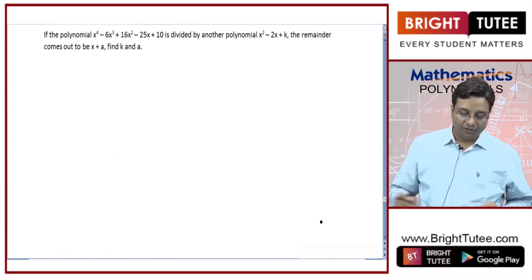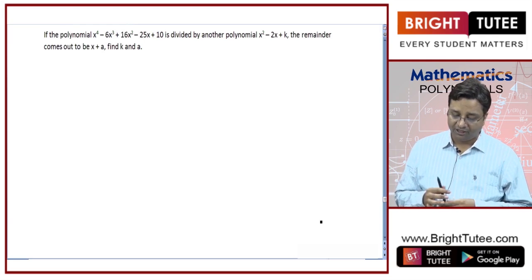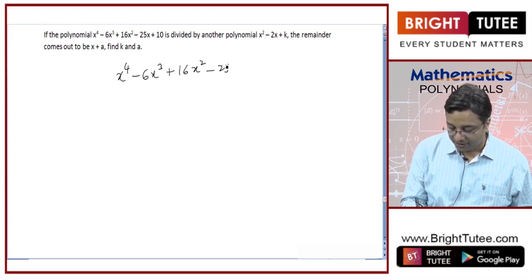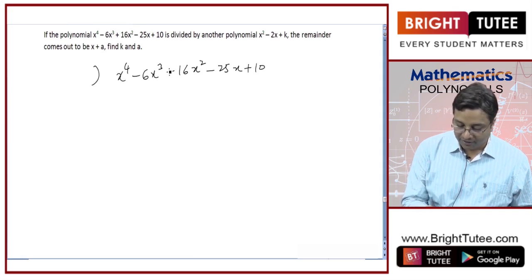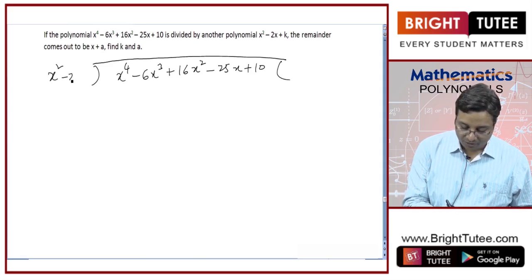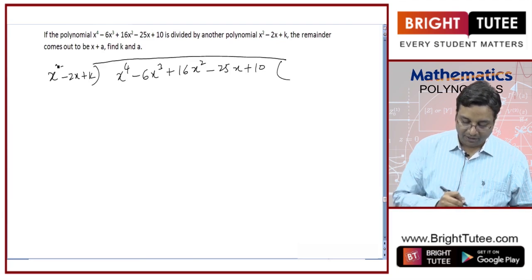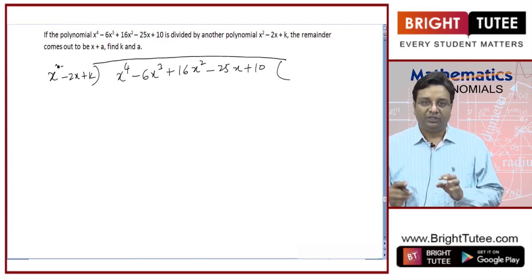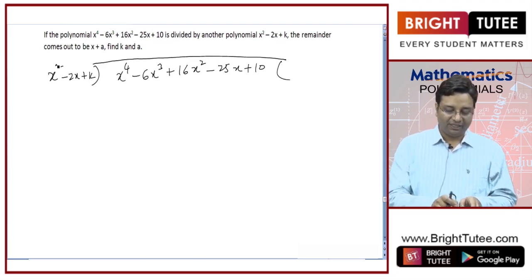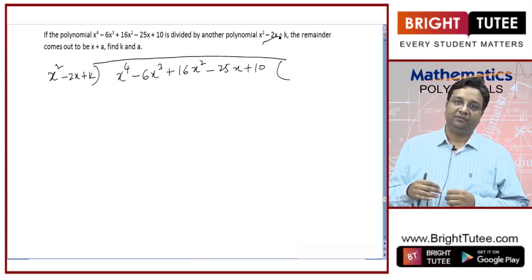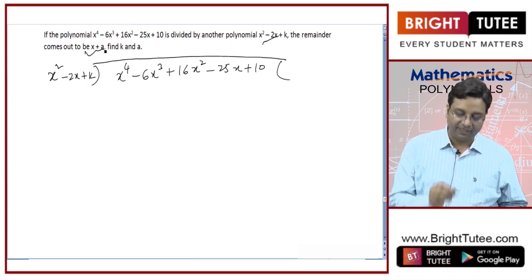Okay, let's move on to this question. This question is simply a division question. Now let's divide x raised to power 4 minus 6x cubed plus 16x square minus 25x plus 10. It is divided by another polynomial, which is x square minus 2x plus k, right? And the remainder comes out to be x plus a. Find k and a. So the idea behind doing this question is we will just divide it by this quadratic and then see what remainder we get, and then we will compare that remainder with this given remainder.